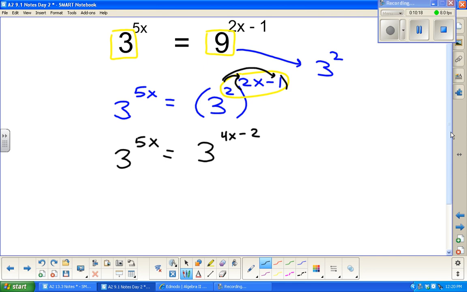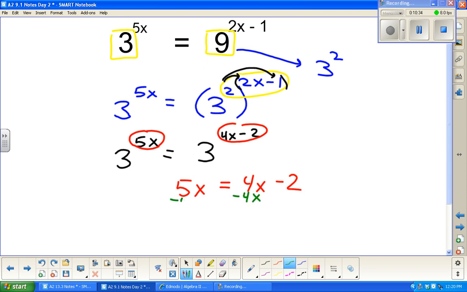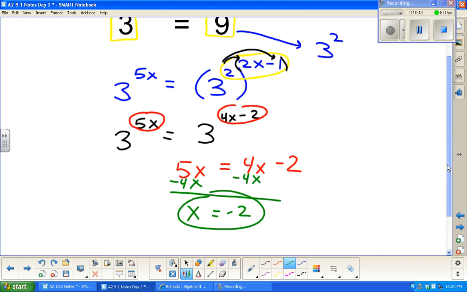The bases are the same, they're both 3. Let's go ahead and set the exponents equal. So 5x would equal 4x minus 2. And let's go ahead and solve that for x. We can subtract 4x from both sides, and we'll be left with 1x, which is what we want. x equals negative 2. Okay, and that would be your solution to that one.